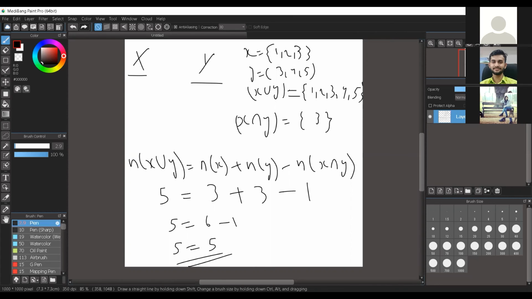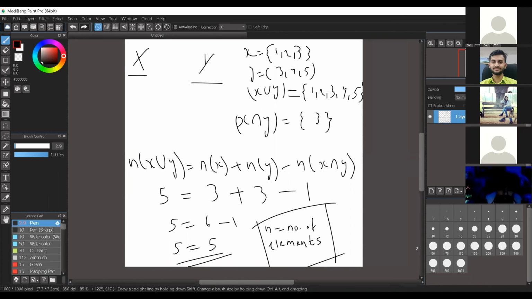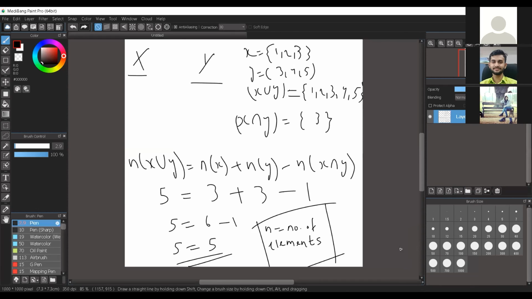Is it clear now? Because earlier you asked where that 4 came from. This is how that 4 came, because if we put all the values in this formula, the left hand side is going to be equal to the right hand side. n is the number of elements. Does anybody have any more doubts? If yes, please ask again. This is why we conduct these sessions, so that we can clear our doubts.